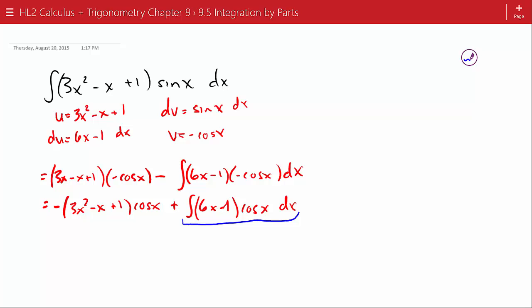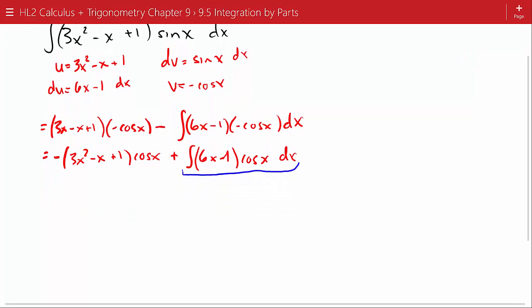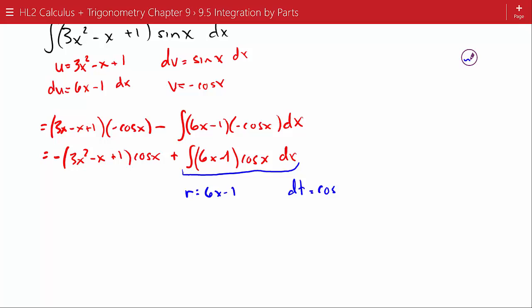And I already used u and v, so I'm going to switch up my letters. I'm going to use r and t. So r is equal to 6x minus 1. dt would be equal to cosine x dx. dr is 6 dx. t is sine of x.